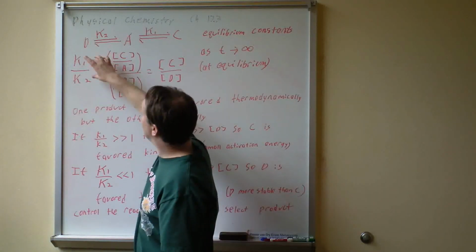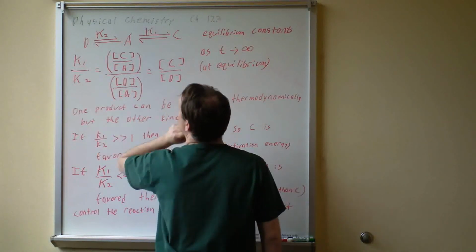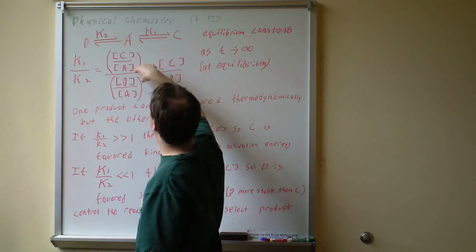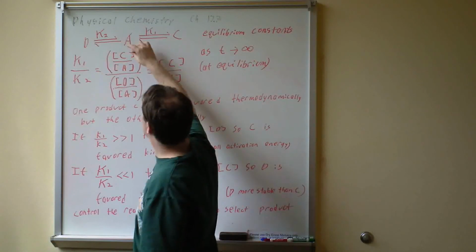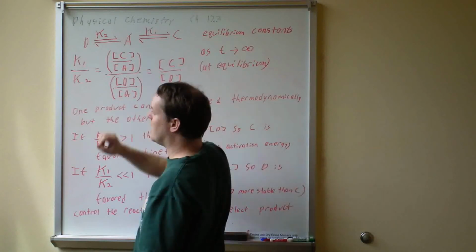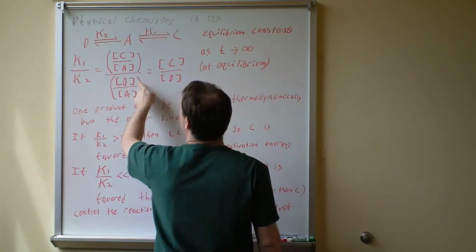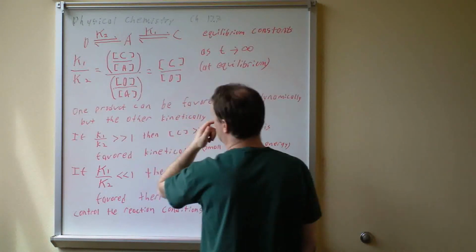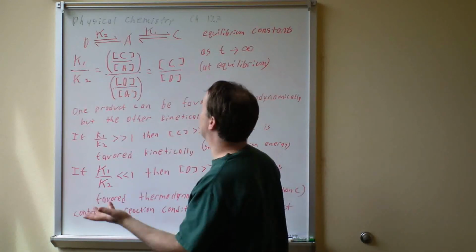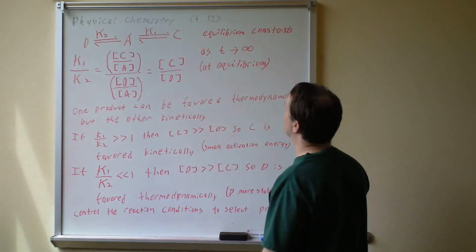Now, if we divide those two, capital K1 by capital K2, remember, the equilibrium constant is the concentration of the one divided by the concentration of the other. So for the first reaction, K1, we get the concentration of C divided by the concentration of A. And for the other equilibrium, K2, we have the concentration of D divided by the concentration of A. The concentrations of A are going to cancel out because it's all in one reaction. So we have the concentration of C divided by the concentration of D.